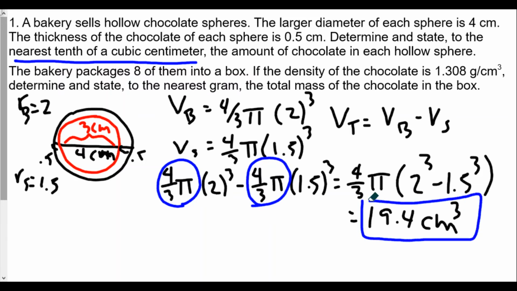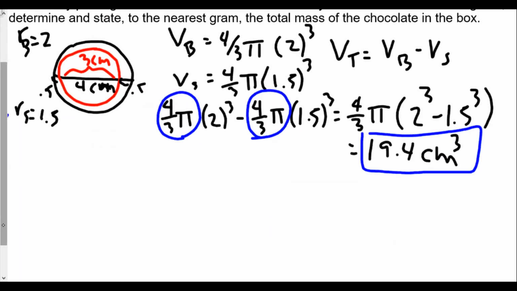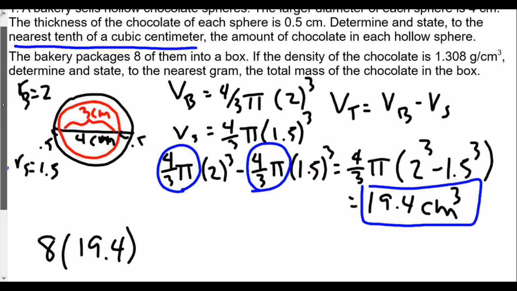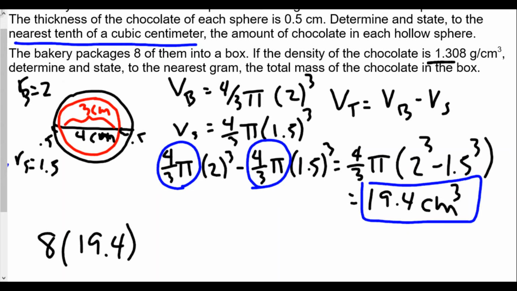Now, the bakery packages 8 of them into a box, so we want to figure out the total mass of the chocolate. Well, we definitely know we have 8 pieces of chocolate there. So we're taking our volume of 19.4 cubic centimeters, and there's 8 of them, so multiply by 8, but then the density of chocolate.